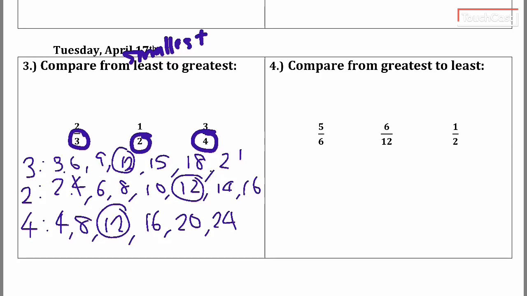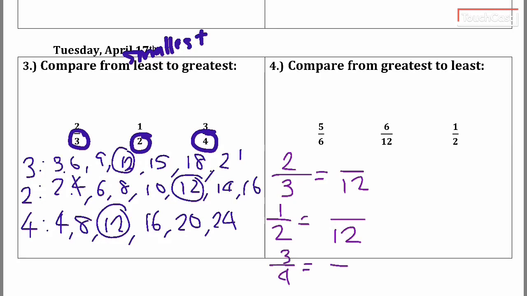Okay, so I'm going to erase this. Just do the work on the other side. We're going to go over to number 4 just to show you all the work. 2/3 equals something over 12. 1/2 equals something over 12. 3/4 equals something over 12. Remember, we're finding equivalent fractions now. We're changing them, but these are still equal.